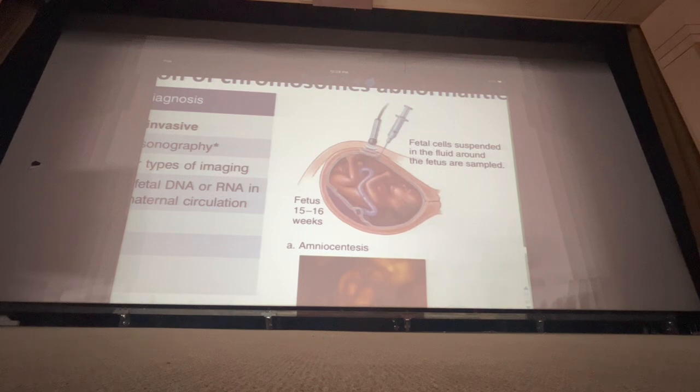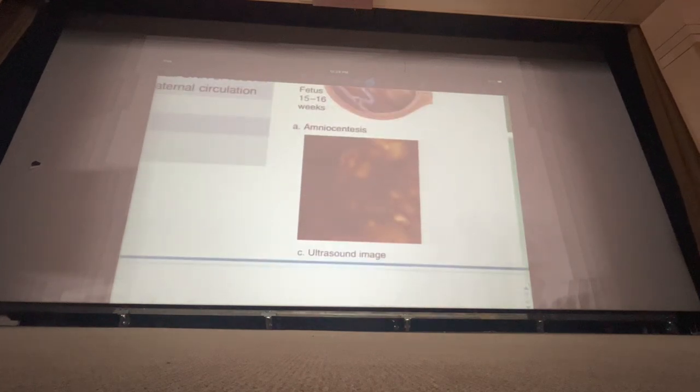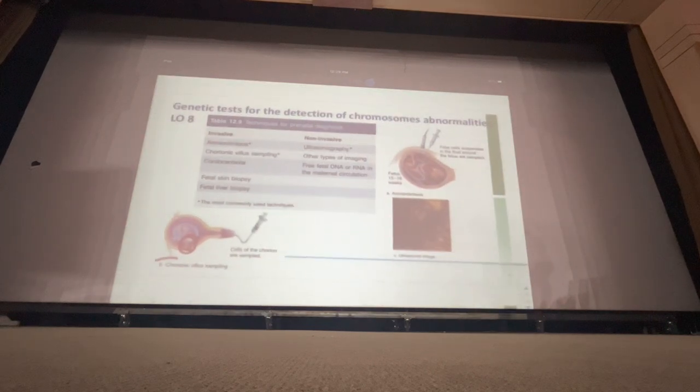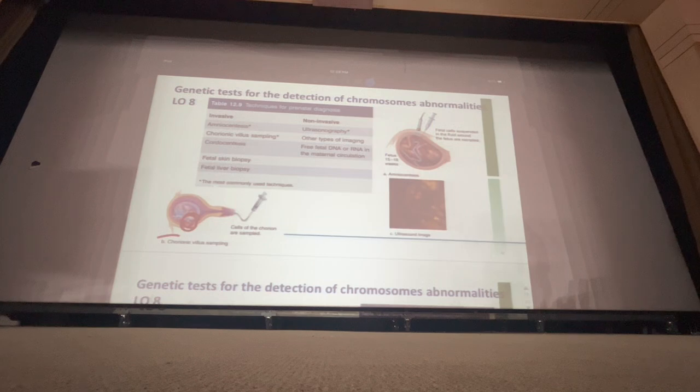It is also invasive. The ultrasound is non-invasive. This is also another test. Sometimes they can detect major defects. So, the non-invasive tests, such as ultrasonography, sonar. We have other types of imaging.